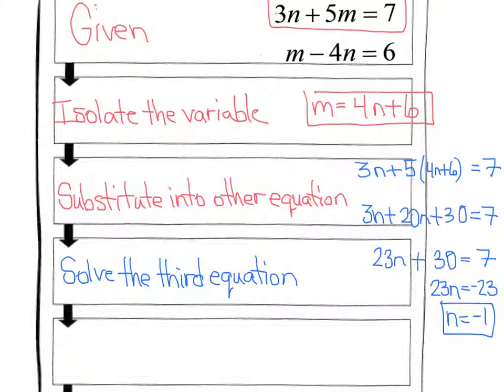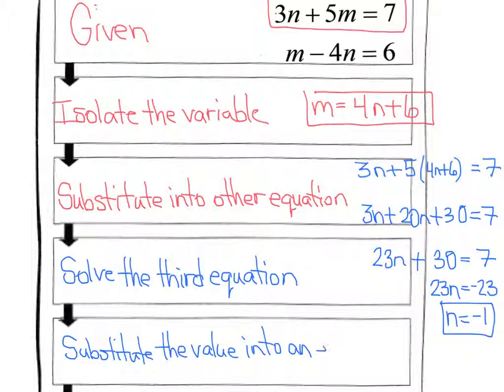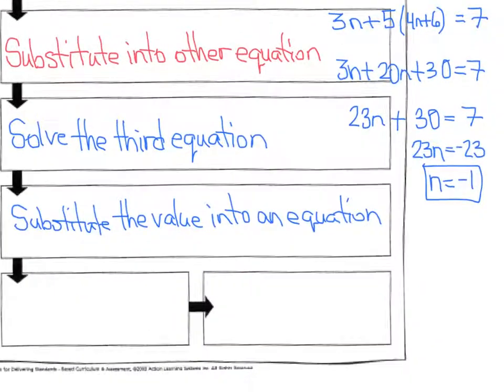Now it's time to find the other. Now I have a choice again to make. Choices are great. I get to decide, do I want to place this n equals negative 1 into this equation here, or this equation here? They're all part of the problem. Well, this one looks the simplest to me, so that's what I'm going to do. So we're going to substitute, again, the substitution method, substitute the value into an equation. Again, you can pick any of them, but pick easy, right, folks?